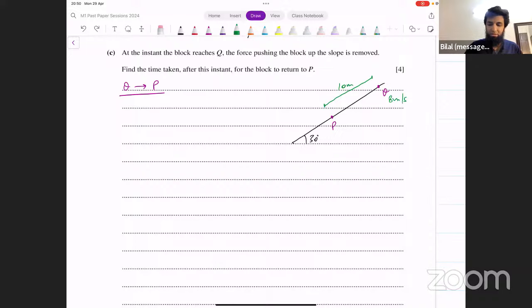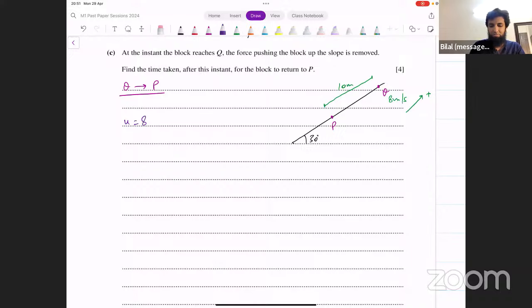So we consider this direction, in which it's moving initially, as positive. Up the plane, we're considering positive. Keep that in mind. That's very important here. Otherwise, we'll get confused between negative and positive directions, between negative and positive values. So you need to be very clear which direction you're taking as positive. If up the plane is positive, what's the initial velocity? Initial velocity is 8 meters per second.